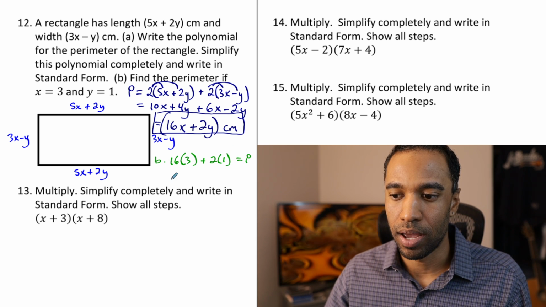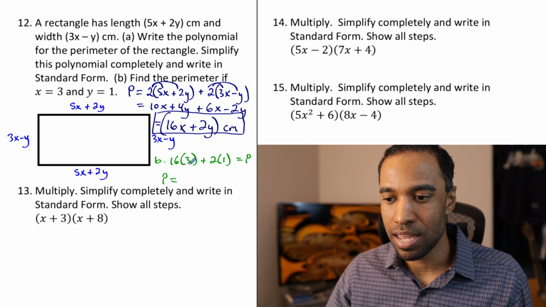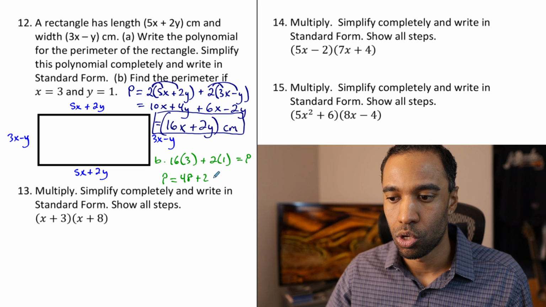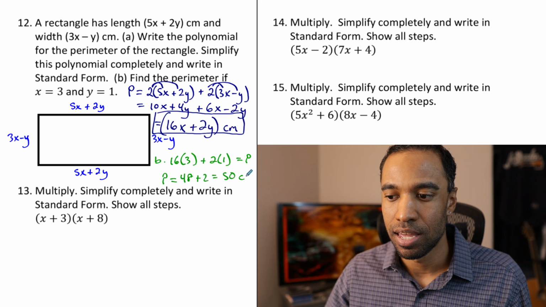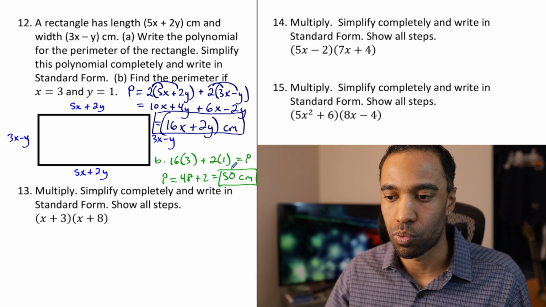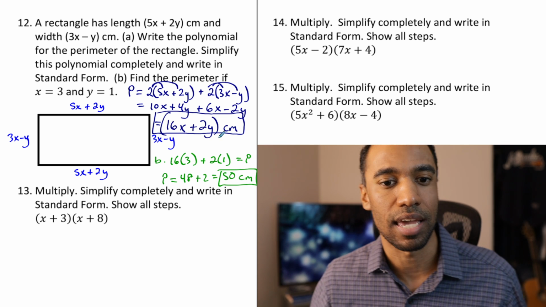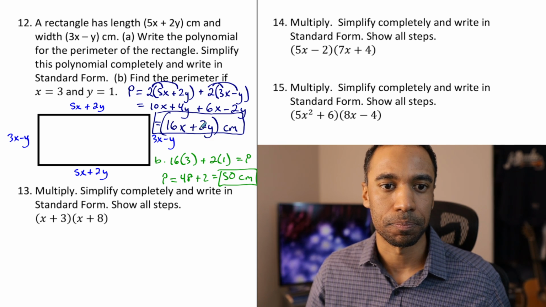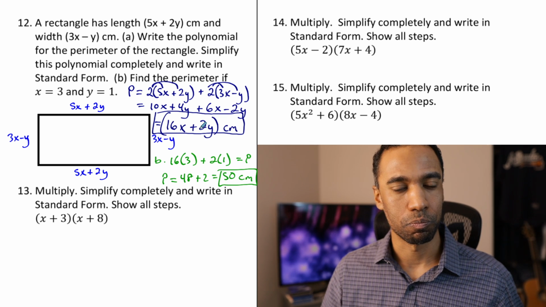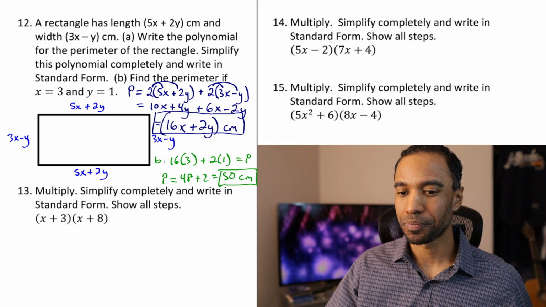This is the perimeter, by the way. So this is 48 plus 2, which is 50 centimeters. The units, one more time, are centimeters. And that's the end result of that one. Done with the problem. I'm moving on. No questions. I'm not on Zoom.